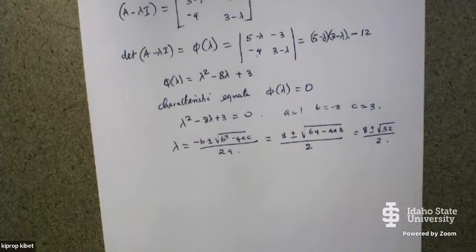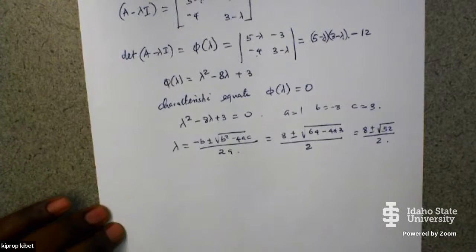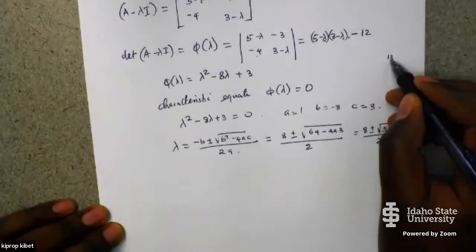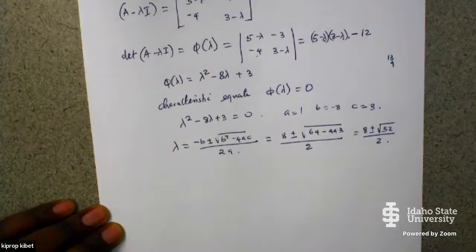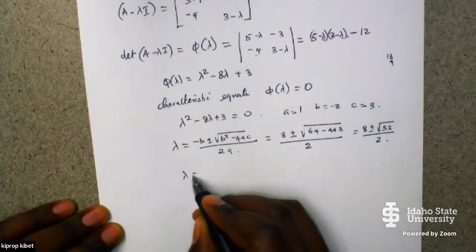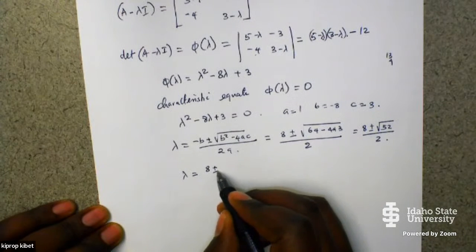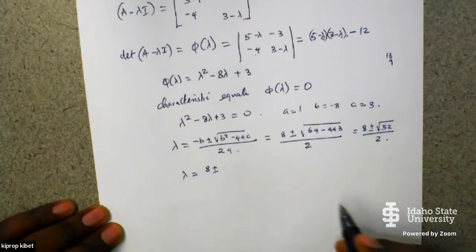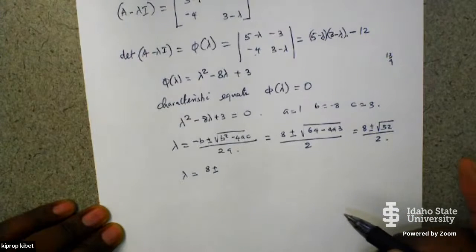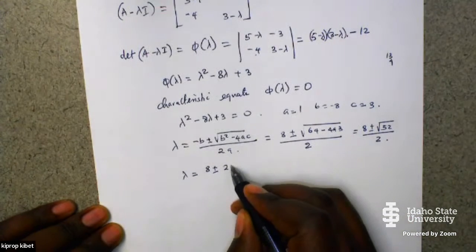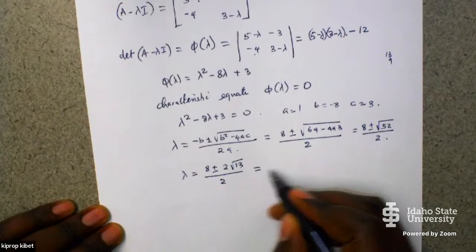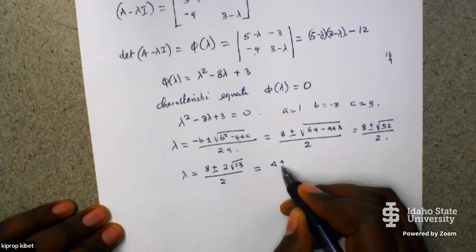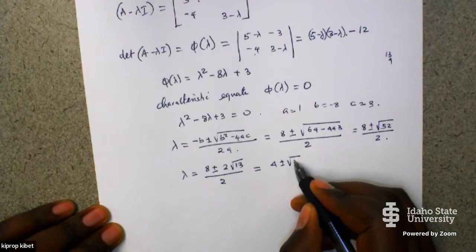So the square root of 52. 52 has the factors 13 and 4. 13 times 4 is 52, right? So our lambda equals 8 plus or minus, and when you get the square root of 4, you get 2. So it is 2 times the square root of 13, all over 2. And this is finally the same as 4 plus or minus the square root of 13.